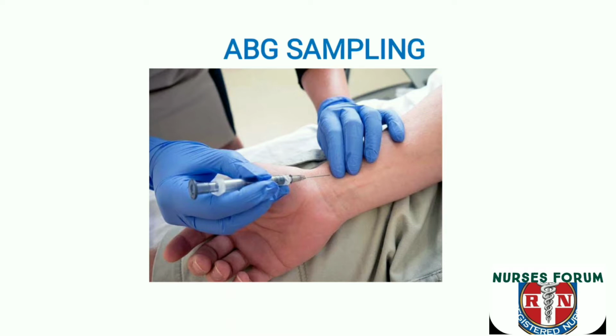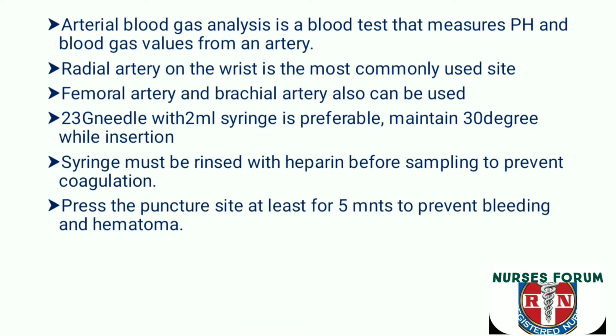Right answer is withdrawing blood from the radial artery for arterial blood gas analysis, ABG. Arterial blood gas analysis is a blood test that measures pH and blood gas values from an artery. The most commonly used site is the radial artery, and we can use the femoral artery and brachial artery also.